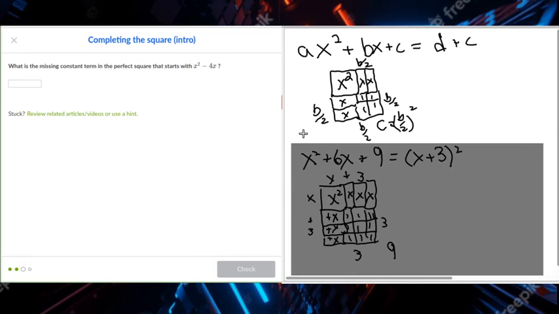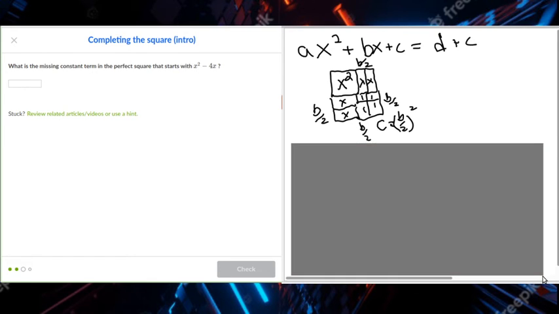Do this 2 more times. What is the missing constant term in the perfect square that starts with x squared minus 4x? So here again I'll write the equation up here first, plus something.